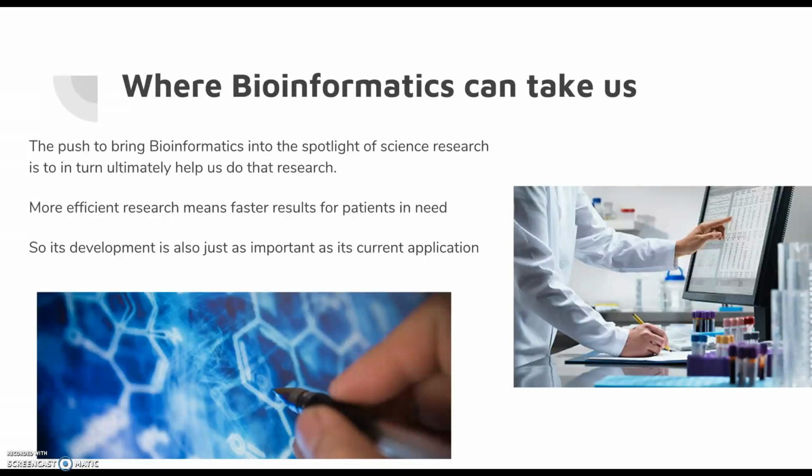And where can bioinformatics take us? Like I said earlier, it really is about research and science and being able to deal with those large sets of data. And as fast as technology is developing, data only gets larger and larger. So it makes it more efficient for our researchers to use it and end up helping the patients that are in need.